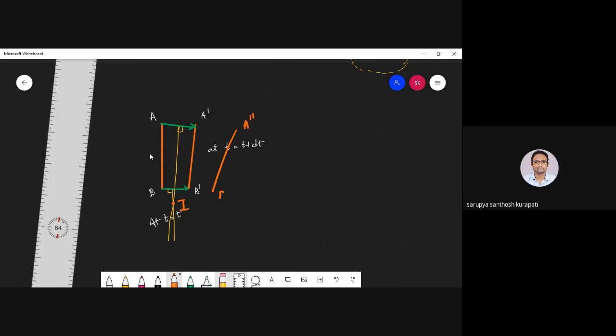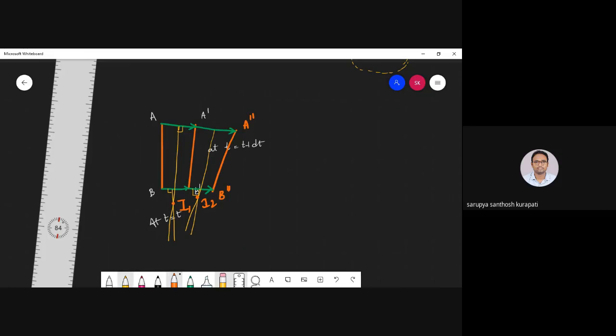Now you need to join points A dash to A double dash, and similarly B dash to B double dash. Again, you need to draw perpendicular lines with respect to these points. Somewhere here you are going to get a point, say I2. Earlier it was I1 and this is I2. So my instantaneous center, the point I, is changing while my link is moving.